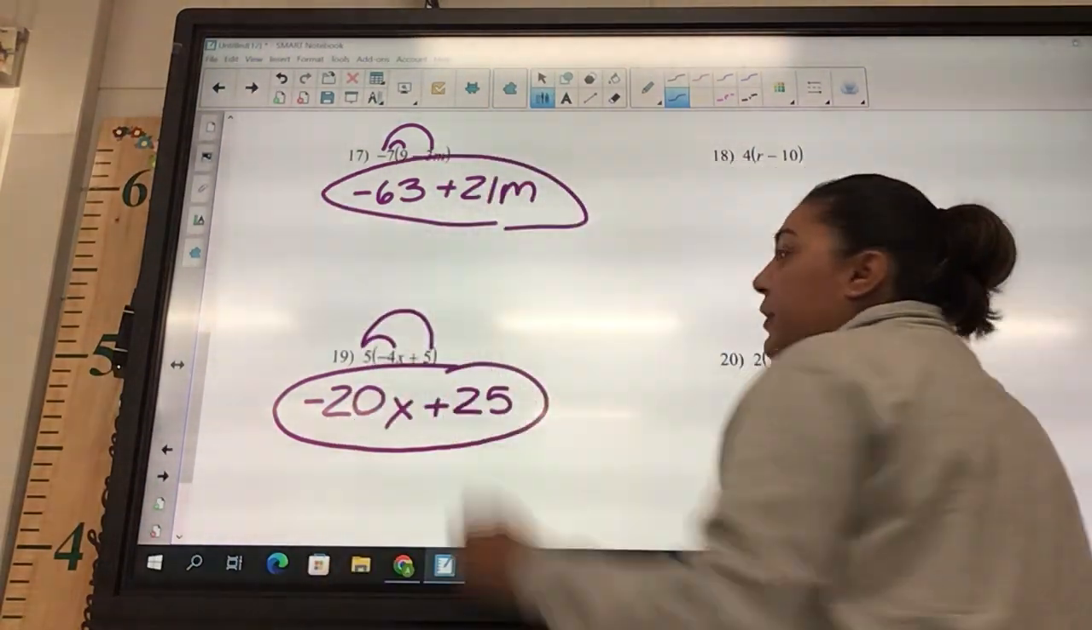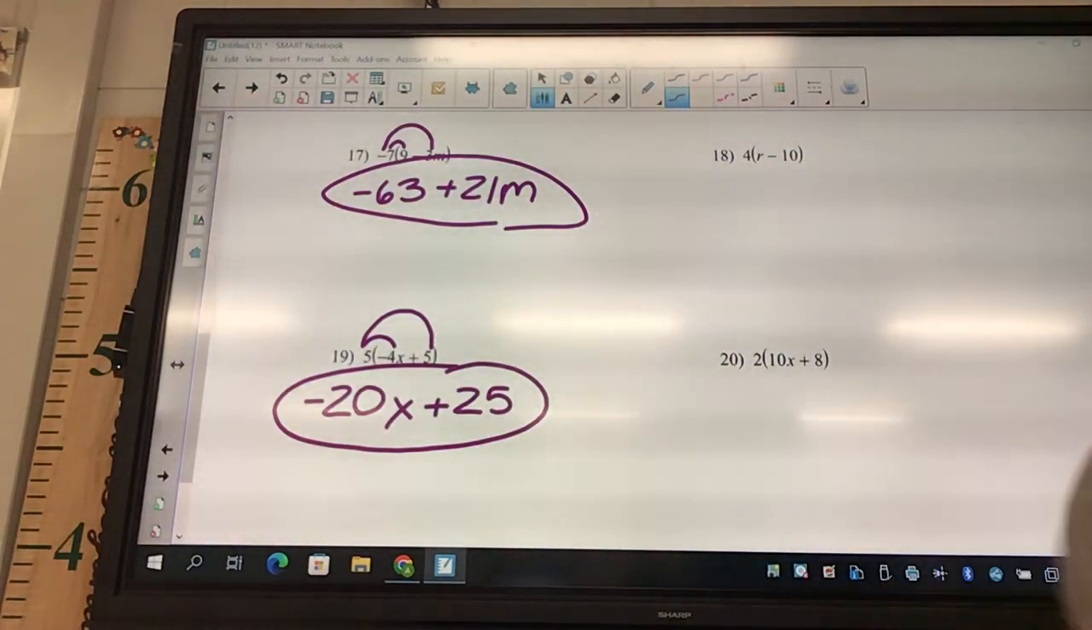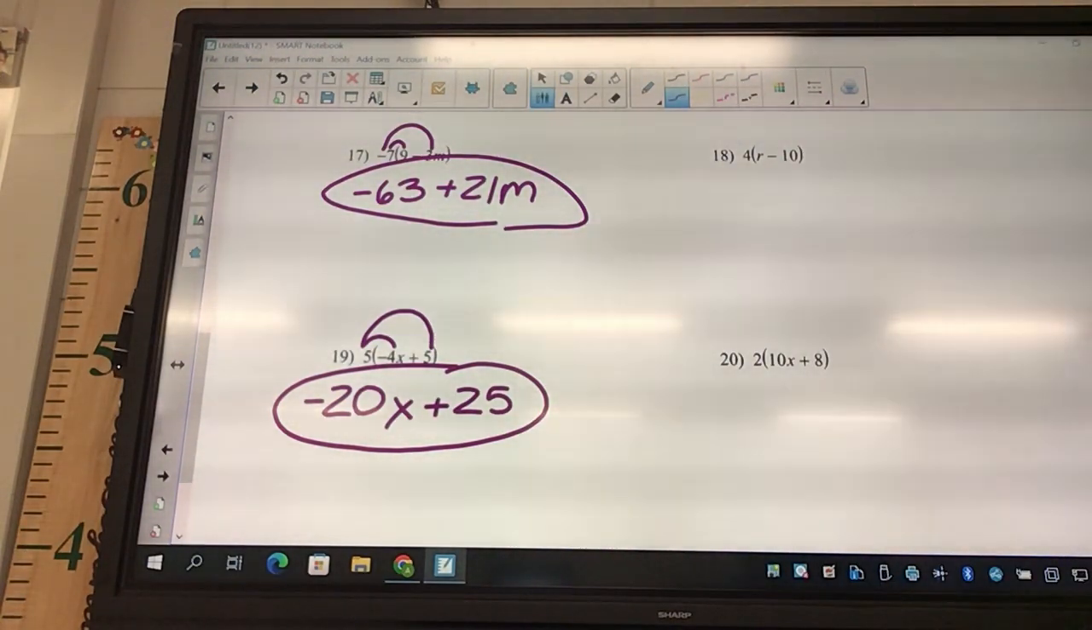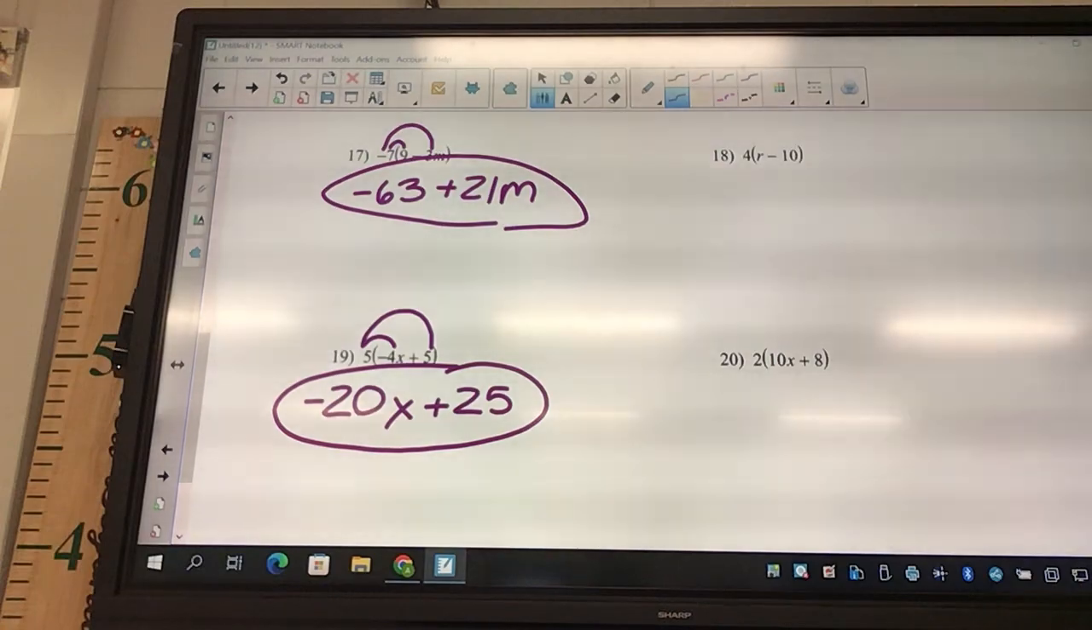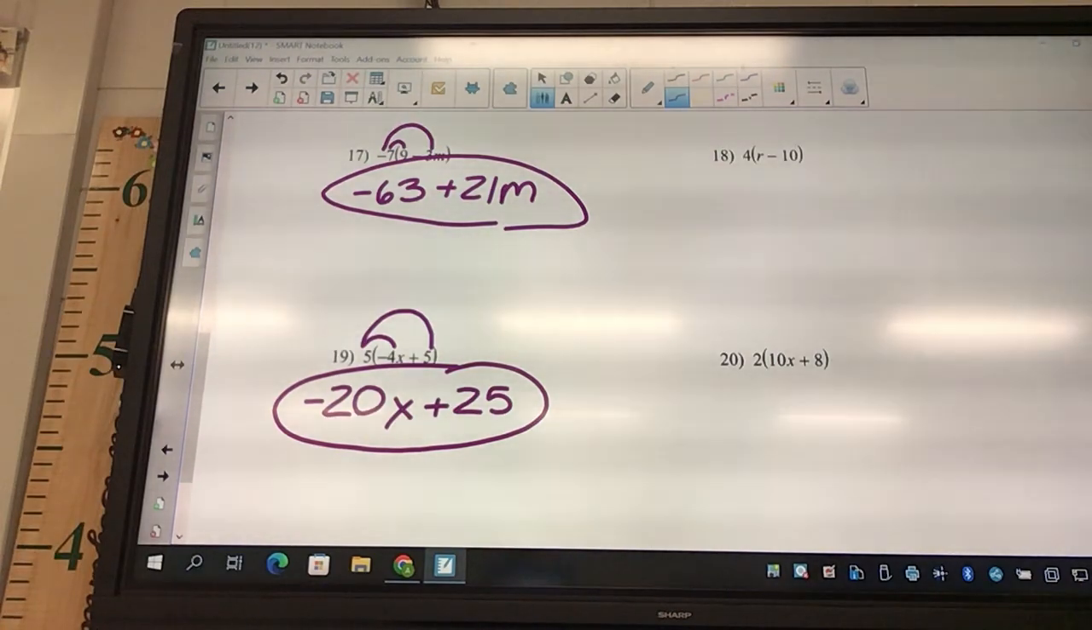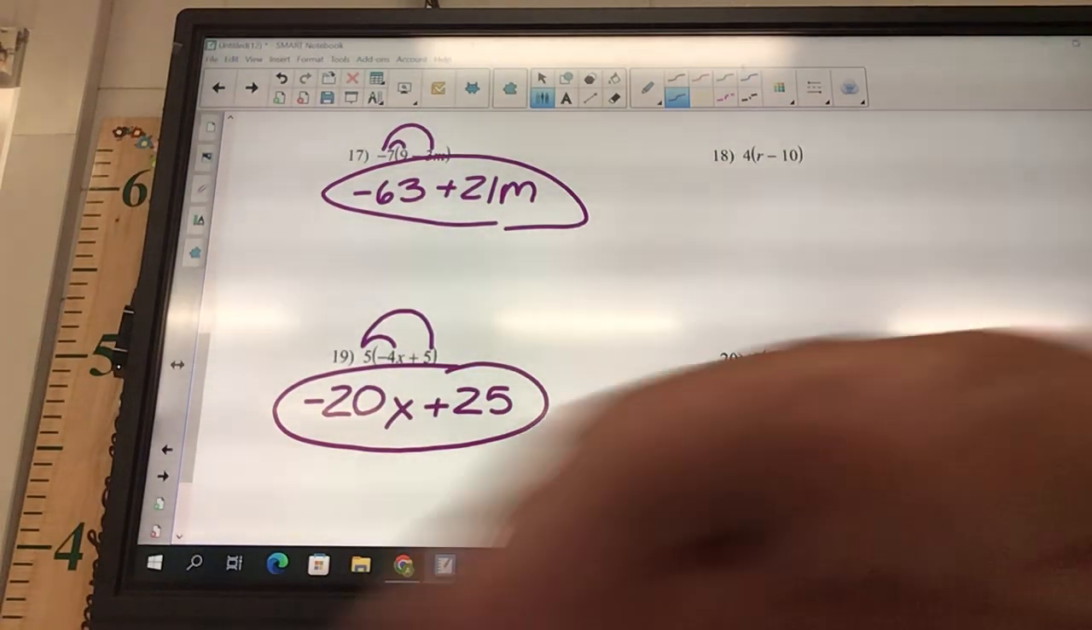Okay, you guys have 10 to do. My suggestion would be to start on the front. They're easier. Start on the front. Get comfortable with that before you start on the back. When you get done, put your paper in the box. Make sure your name's on it.